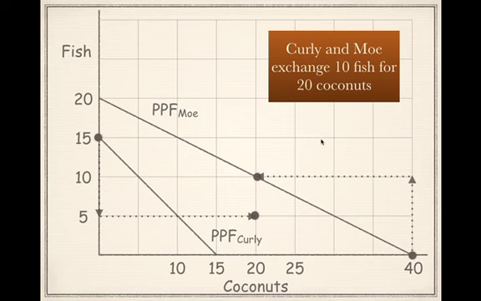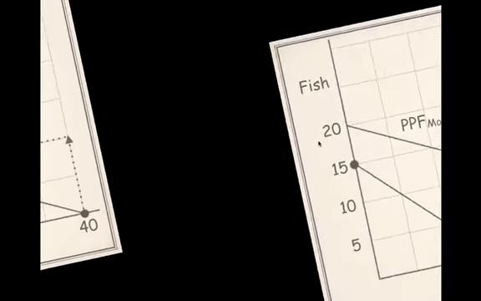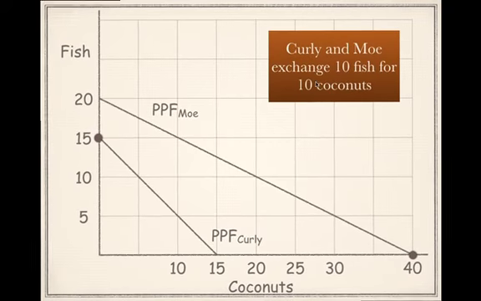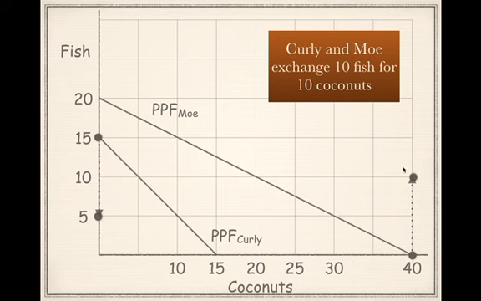So the thing I'm trying to illustrate to you is that even if you have two PPFs that have different slopes, the terms of trade have to be within a specific range for both parties to benefit. Let's change the terms of trade, make it 10 to 10, 10 fish to 10 coconuts. Again, Curly gives Mo 10 fish, so now Curly only has 5 fish. Mo receives those 10 fish and he gives 10 coconuts in exchange.